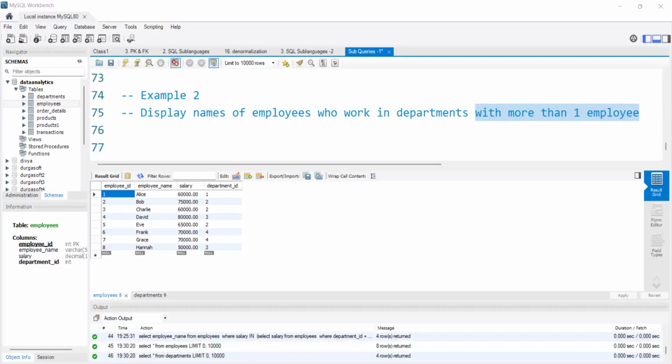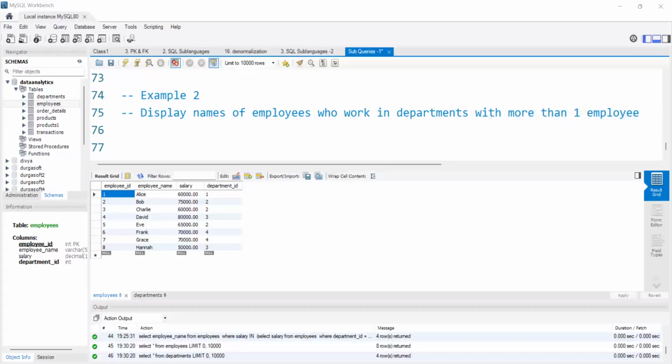I'm saying display names of employees who work in departments with more than one employee, right? If any department has multiple employees, we need to display those employee names. To solve this, first we need to find the number of employees working in each department, department-wise data. After that, whatever condition is given in the question, we can apply.